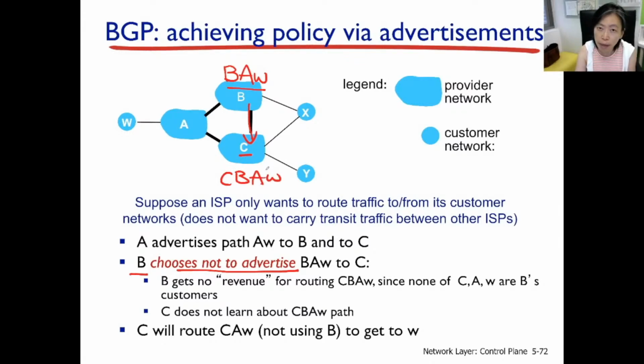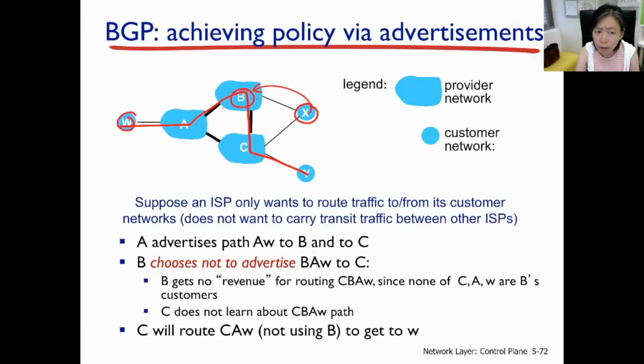this is actually one way for this user in Y to send traffic to the user in W. And therefore, the traffic is going to go this way to W. And you know what? B does have a customer X. X is paying B. But is W paying B? Is A paying B? Is C paying B?